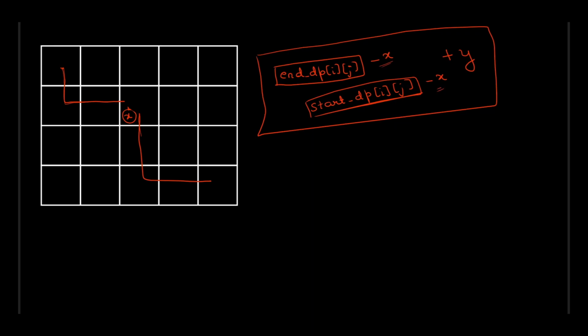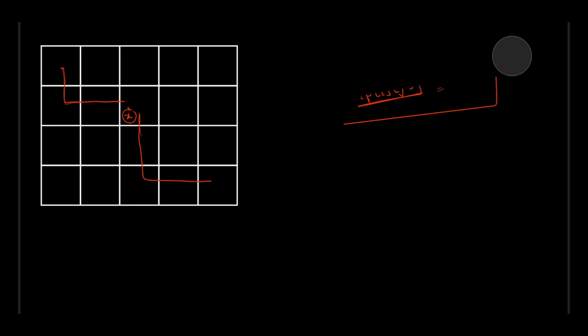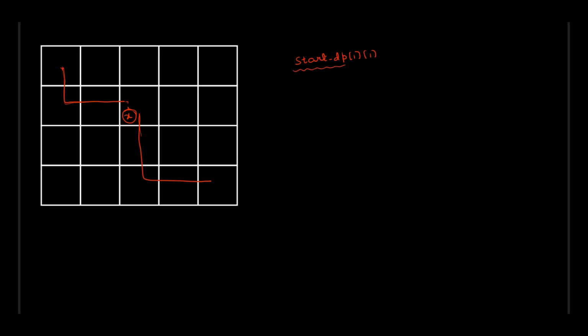But what if this cell that you just changed does not pass through i comma j? So what if the optimal path does not pass through i comma j? Now you might think it's very simple: if it does not pass through i comma j, then the answer should not change. On the original grid, you already have the answer to start dp 1 comma 1, right? So can you not use the answer from before?